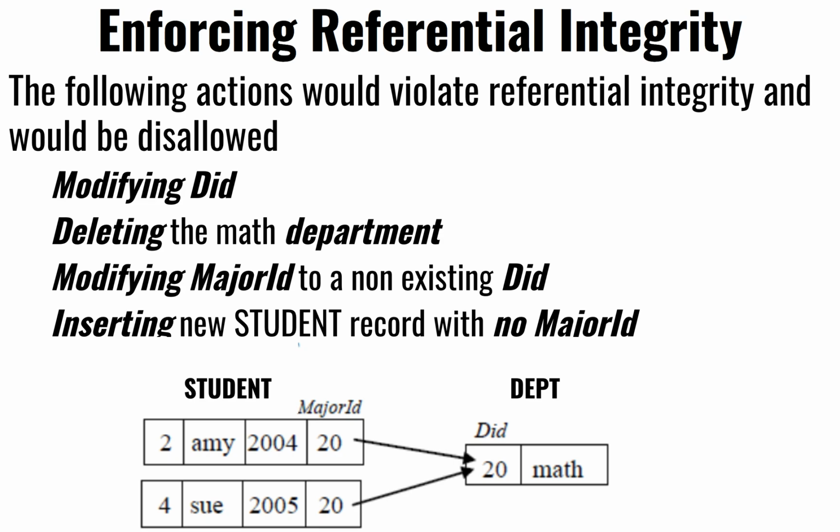But in this case, for instance, it might make no sense, right? If I remove the department, should I also remove the students? That might make no sense, right? And so it's great that it's stopping me from doing that.